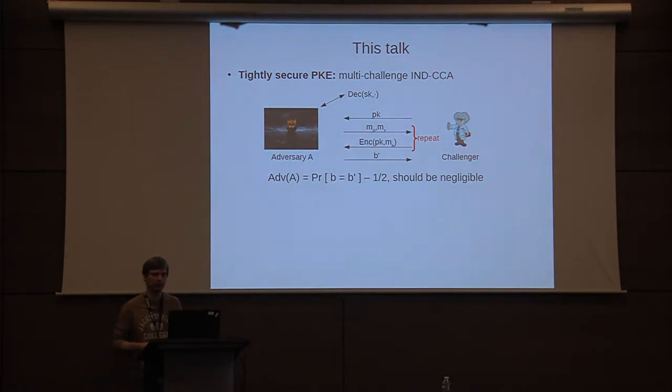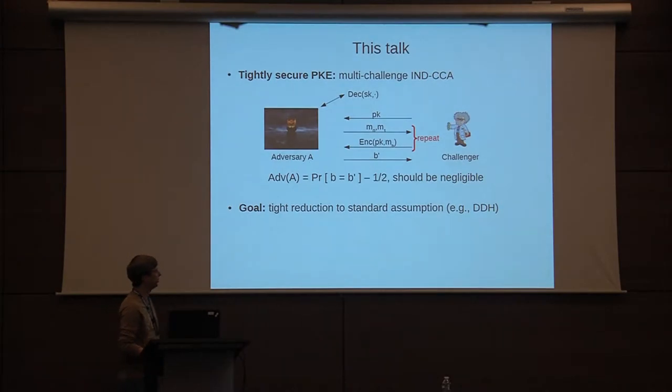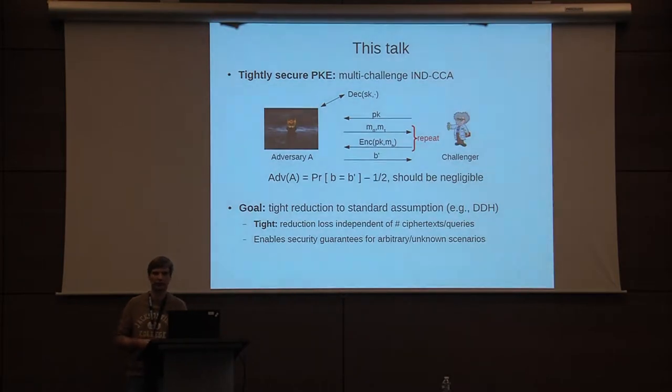Intuitively, this gives you secure communication in a setting with one user and many ciphertexts with a tight reduction. So the security guarantees immediately relate to what you would encounter in an application with one user and many ciphertexts. What we're interested in is an encryption scheme with a reduction that does not lose any factor in the number of challenge ciphertexts that the adversary gets. So we're interested in a reduction to a standard assumption, for instance, DDH or any other, pick your favorite computational assumption. And this reduction should be tight, which means that the reduction loss does not depend on the number of ciphertexts. In particular, this enables you to give security guarantees for scenarios of a priori unknown size.